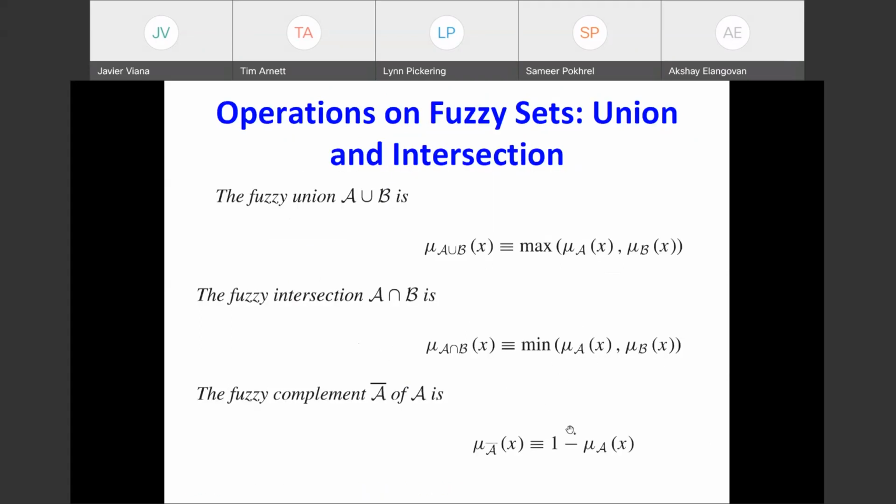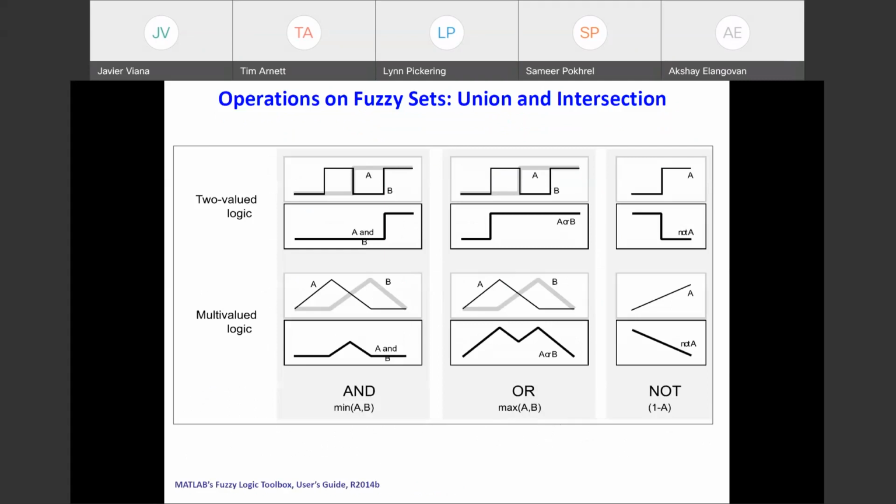And then, of course, the complement is simply 1 minus the value, which can be useful if you're trying to simplify your operations. These are just another graphical representation of these with and, or, and not. These are from the MATLAB Fuzzy Toolbox, which also has a lot of helpful documentation.